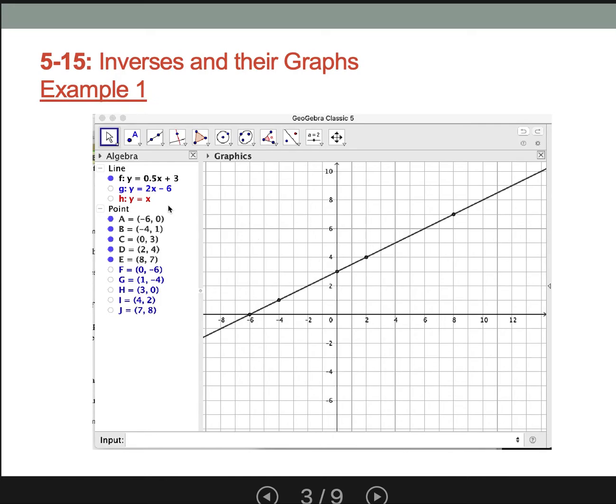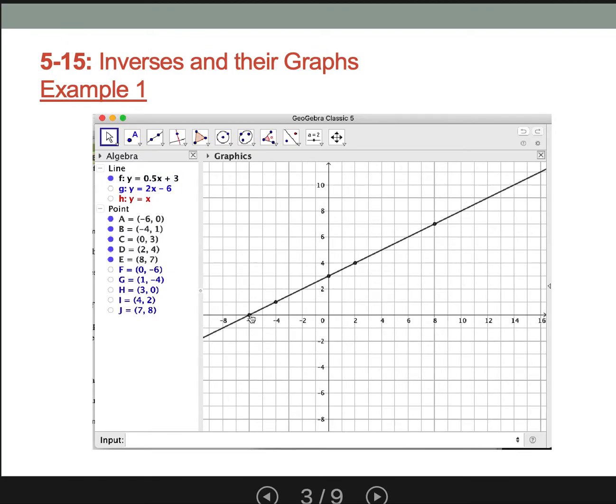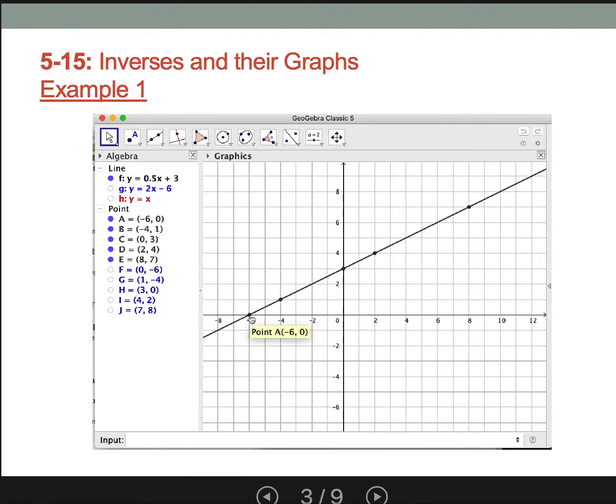You can see right here we have this function, it's a line. The equation here is y equals 1/2 x plus 3. I've got a couple of points on this line: the point -6, 0, -4, 1, 0, 3, 2, 4, and the point 8, 7.